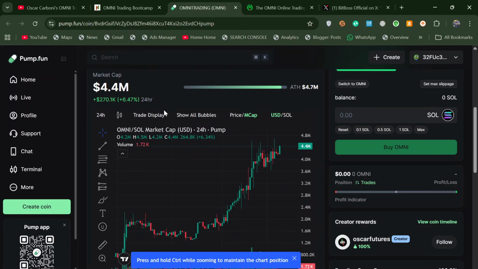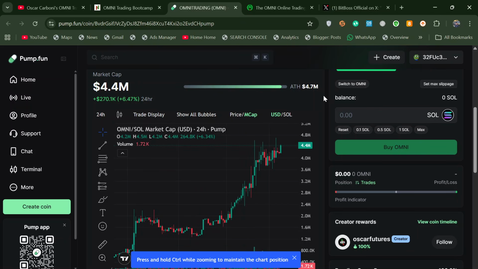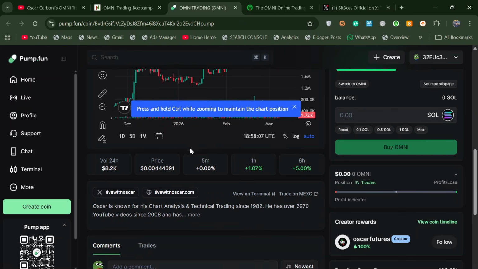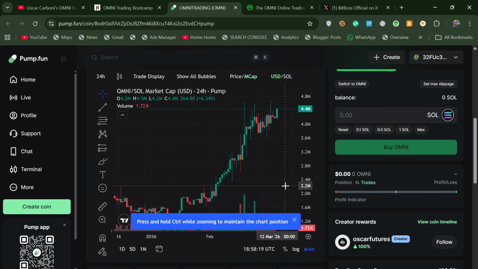Below, we can easily see the pump of this token: the price and market cap have gone up by 1.6 million to reach 4.4 million, and it is increasing day by day. Now I go down, and you can see the price of this token, and the total market volume for 24 hours is 8.2k dollars, increasing about 1.0% within the hours. You can check all this here.